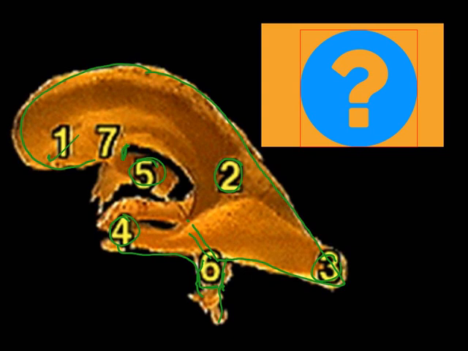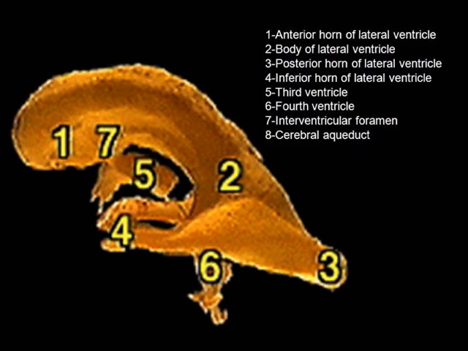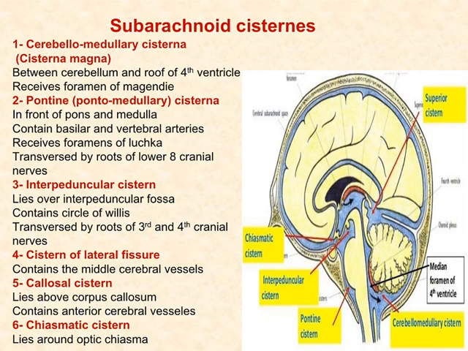And number seven is representing the connection between the cavity of the lateral and third ventricle, which is the foramen of Monro or the interventricular foramen. And number eight is representing the distal end of the cerebral aqueduct between the third and the fourth ventricle. And this is the key for the previous picture.